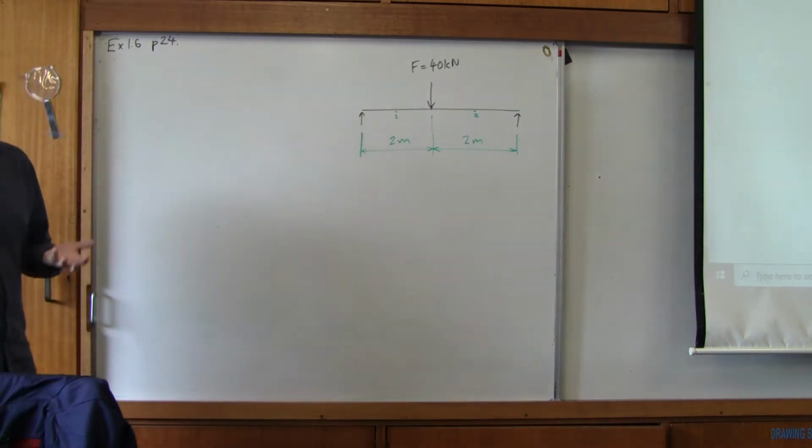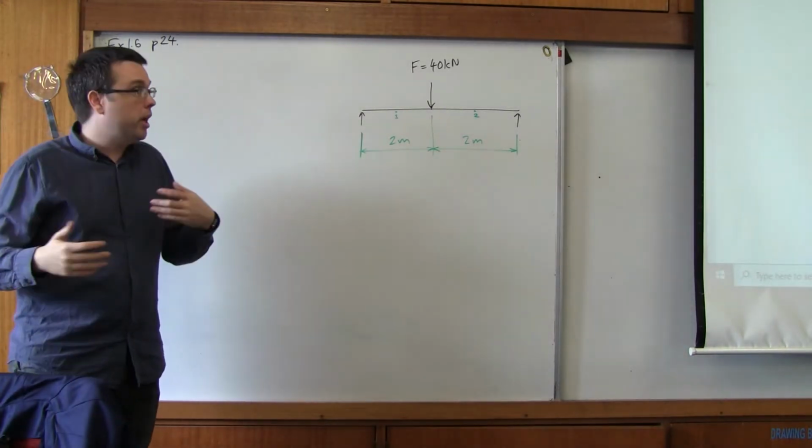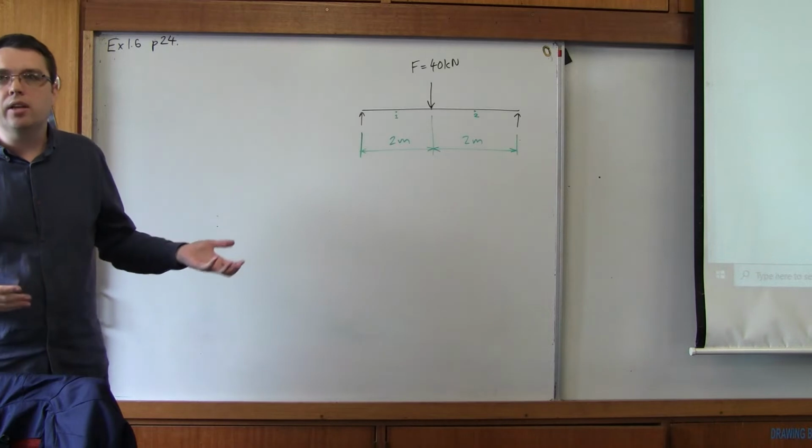If they're equal, that means it's in equilibrium, nothing's moving. So we use that so that we can calculate unknown values.